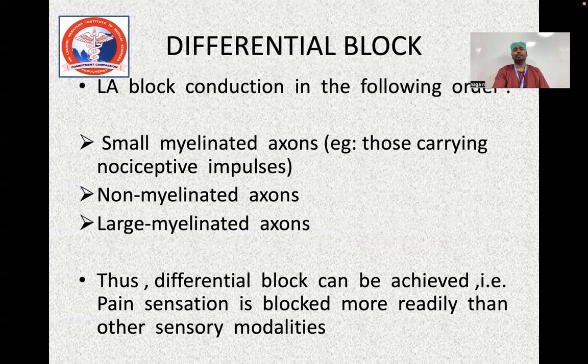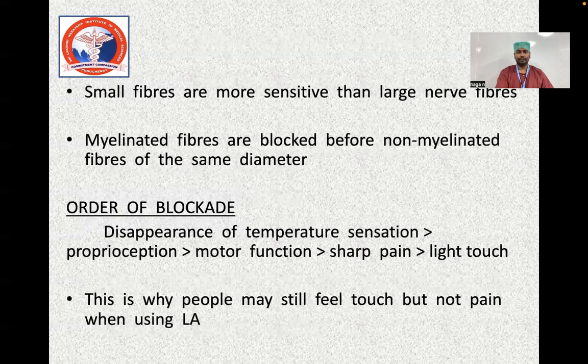What is differential blockade? Local anesthetics block conduction in the following order. First are small non-myelinated fibers, then myelinated fibers, then large myelinated axons. This differential block can be achieved. Pain sensation is blocked more readily than the other sensory modalities.